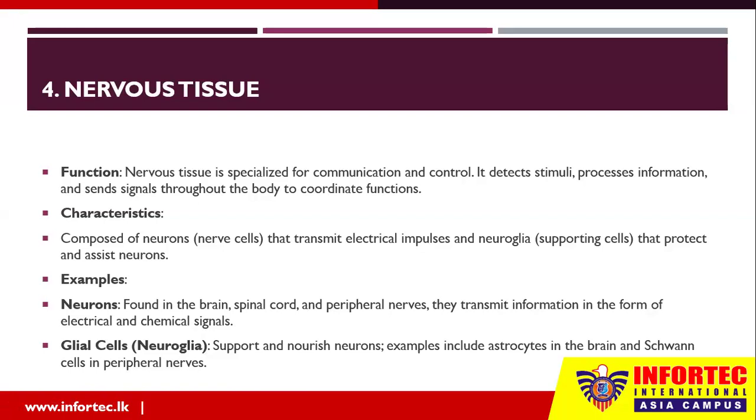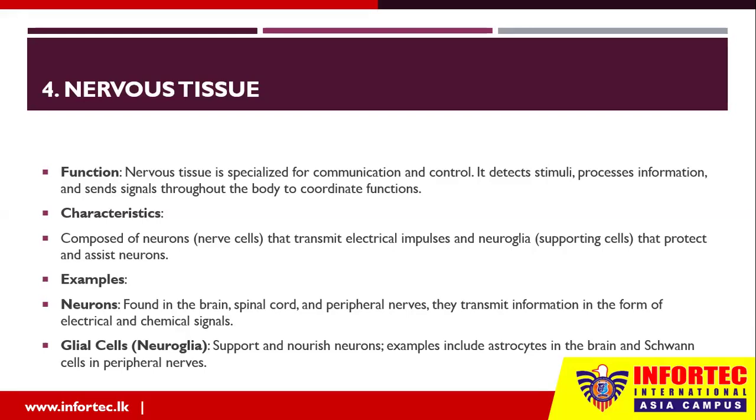So now we are moving to the final tissue type, nervous tissue. As an overview, nervous tissue is a specialized tissue that forms our nervous system, which is responsible for controlling and coordinating our body activities by means of transmitting electrical signals.